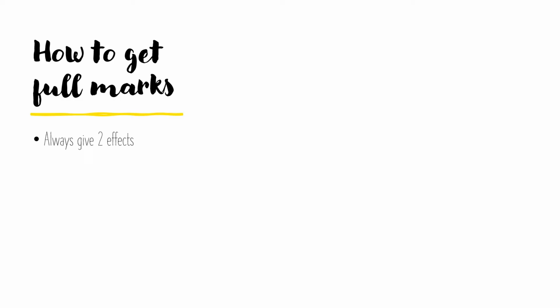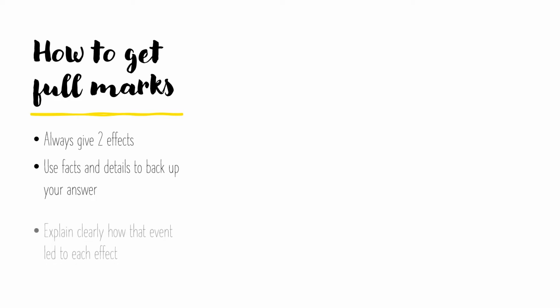It's not hard to score really highly on this. If you look at the exemplar answers on the Edexcel website, you'll see that actually it's not as detailed as you might think. It is easy to get 4 marks on this, and just make sure you do two completely different effects and that you always give them and explain them briefly. Make sure you use historical knowledge, so facts, details, names, dates, events, anything that you can remember to back up your answer. And explain clearly how the event given led to each effect.